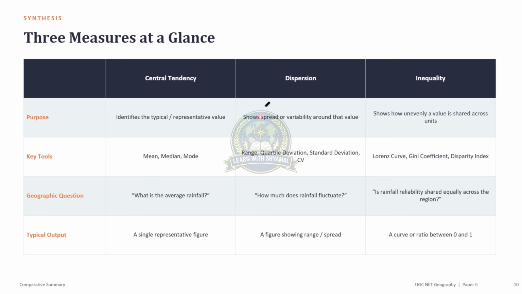Three measures at a glance: central tendency, dispersion, inequality. Purpose: central tendency identifies the typical representative value. Dispersion shows spread or variability around that value. Inequality shows how unevenly a value is shared across units.